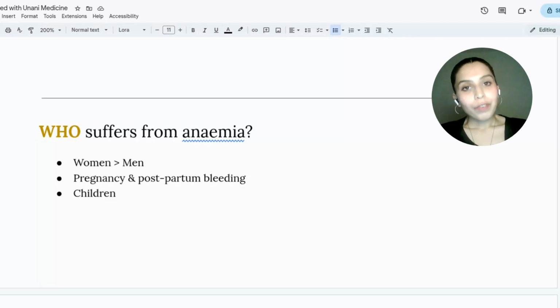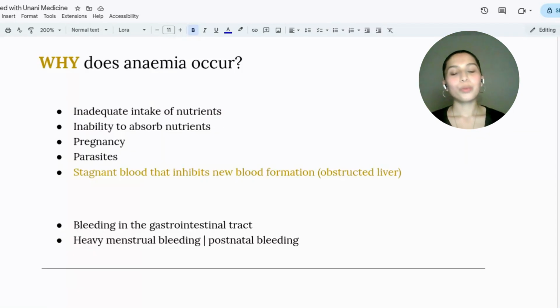So women are more affected than men, but men can also be anemic, and we'll come to that again. It's usually an issue with the production rather than leakage. And then for children, again, because their digestive tracts are still forming, they can also have issues with the production just because of the digestive weaknesses. Okay, so we've covered the who, what, where, and when. Now it's the why. And we've touched upon this throughout the video, but why does anemia occur?